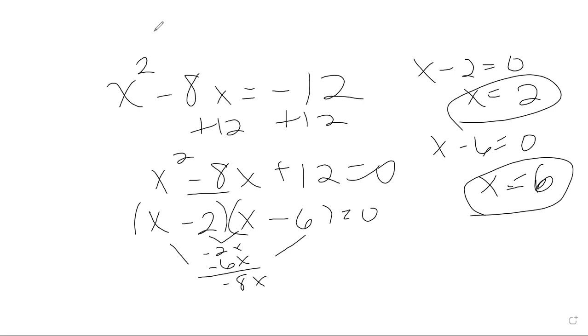All right, let me do one more where the front number is not 1 and we can't divide it out. Okay, those are the factoring y'all didn't care for. Let's do them together. Here we go. We've got 3p squared plus 11p equals 4.